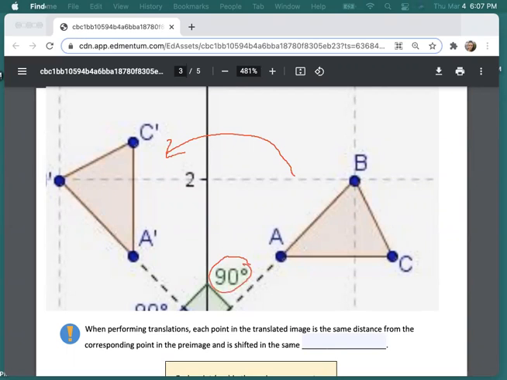And see, it's 90 degrees. So counterclockwise, 90 degrees about the origin to get us our new shape, ABC right here. So that's counterclockwise 90 degrees.